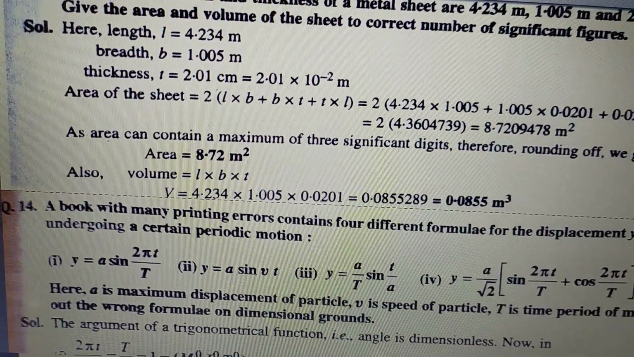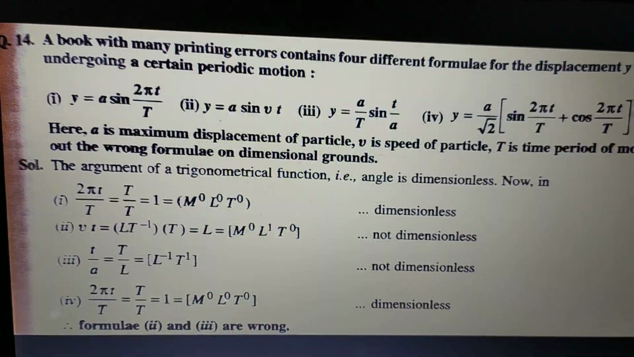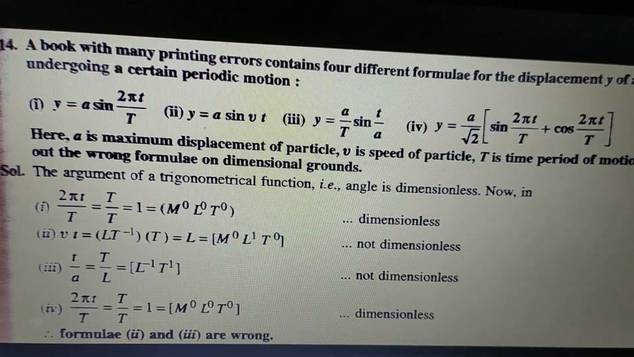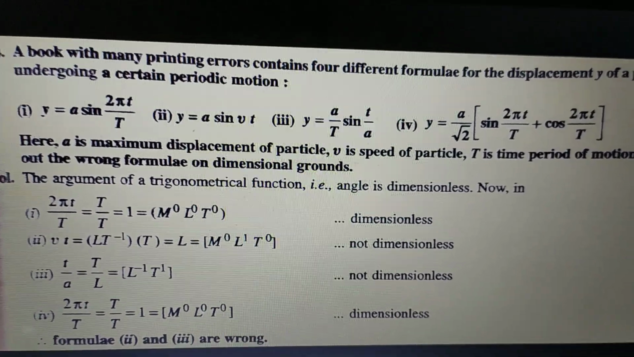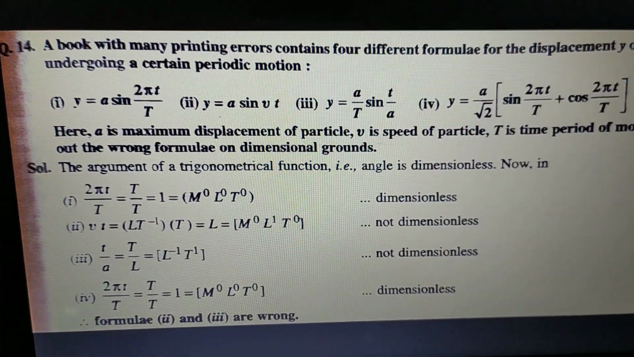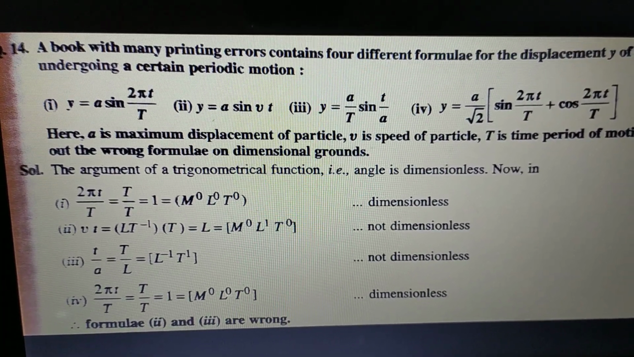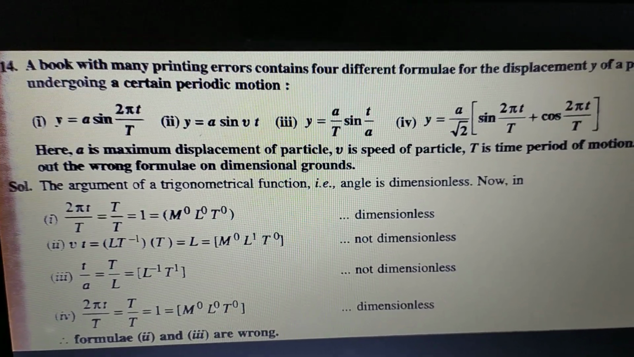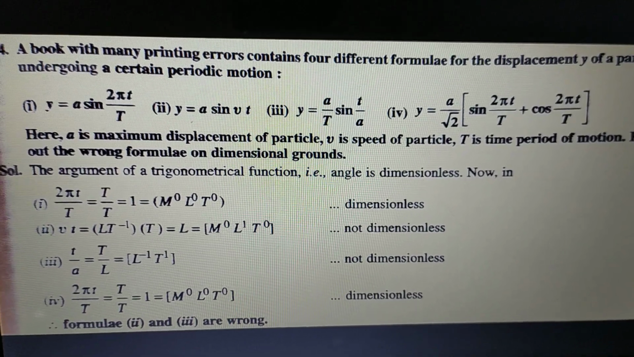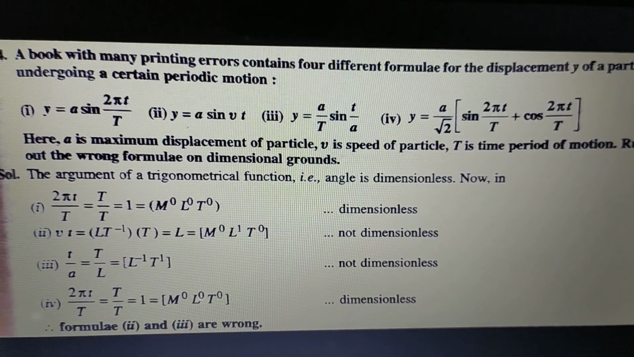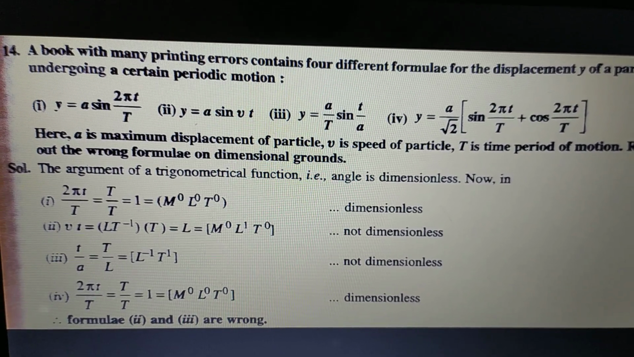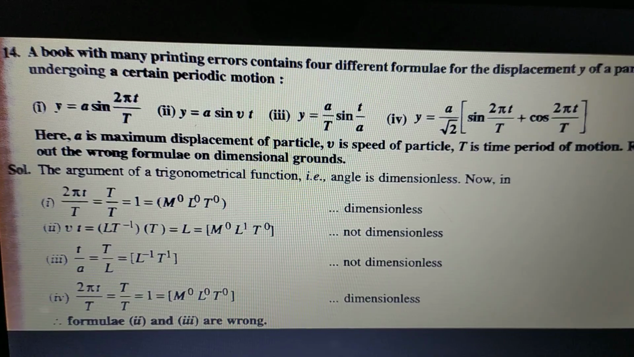Okay, now let us see the next question, which is, a book is given and this book has many printing errors. Due to these printing errors, there are 4 different formulas in this book for displacement y. And we have to tell, for a particle y which is undergoing a certain periodic motion, whether this formula is dimensionally correct or not.